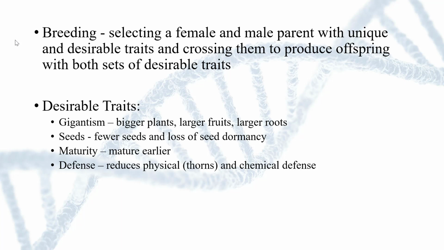We have bred for our plant species to mature earlier. And we've also bred for a reduction of plant defenses, whether those are physical defenses, so thorns, or chemical defenses that they produce.